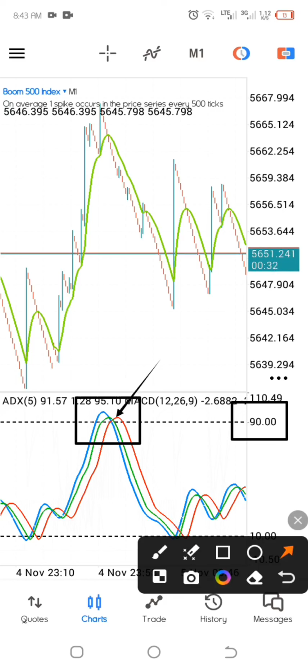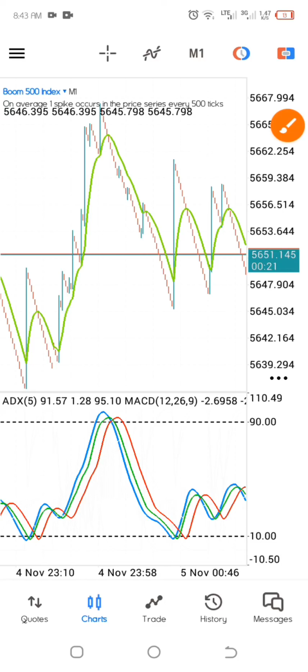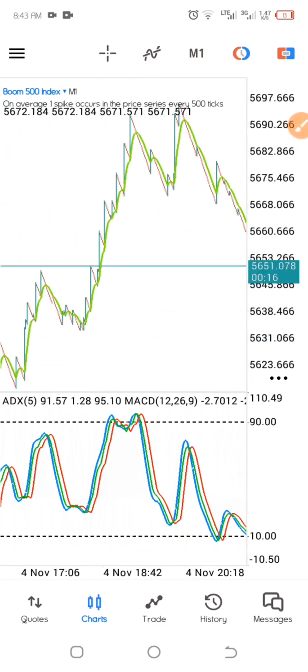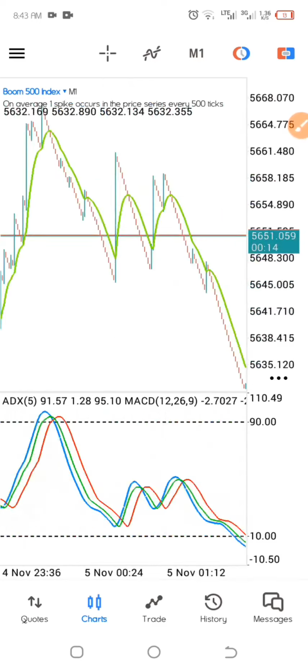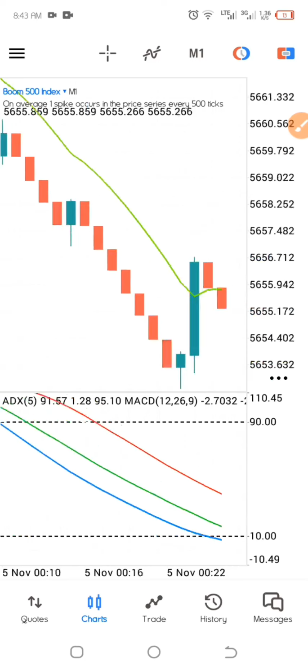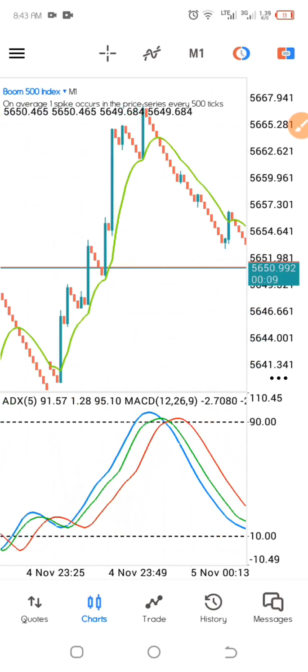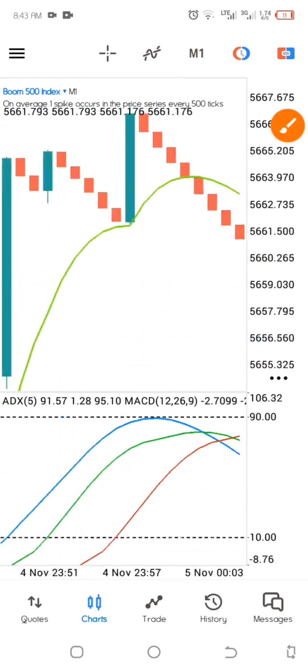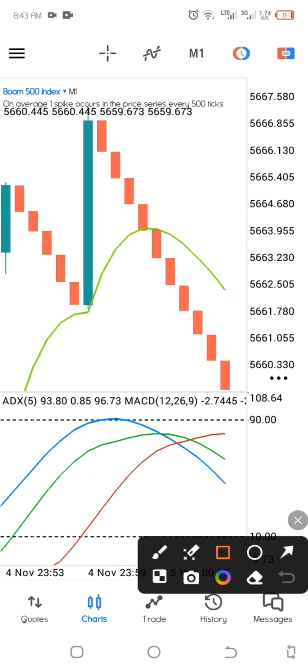Once you see this happen on your indicator window one, then you look into your main chart. What you want to see in your main chart is very simple. Sorry guys. Okay, you zoom out, and what do you want to see in the chart? You want to see where a candle crosses below the moving average.